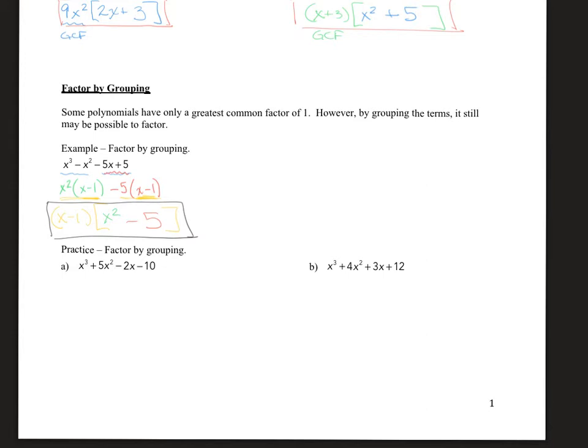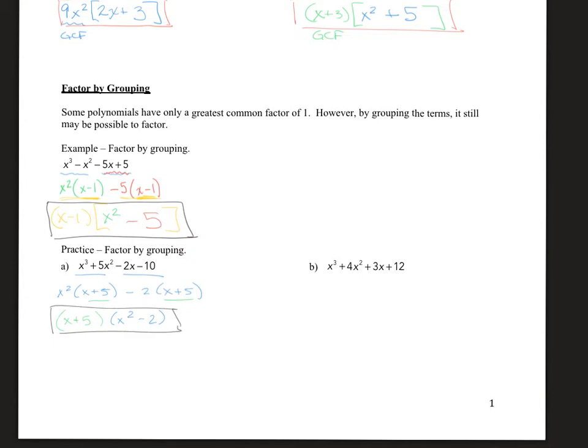Pause it, work them out. I'm going to factor by grouping. In this case, I'm factoring out an x squared, leaving an x plus 5. In this case, I'm factoring out a negative 2, again leaving an x plus 5. I see they each have an x plus 5, so I factor that out, leaving me x squared minus 2, and it's factored completely.